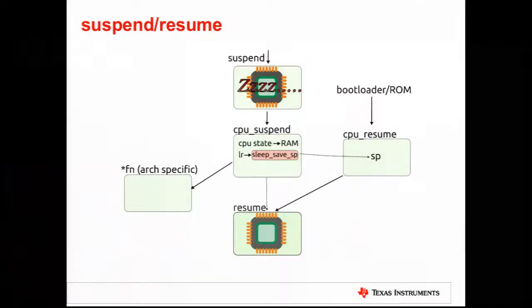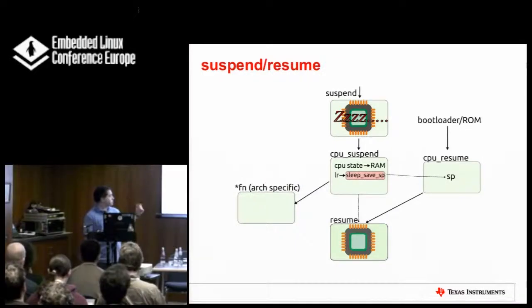For anyone that's not familiar, this is kind of a convoluted diagram of the basic suspend resume without hibernation. The first step is to suspend all the devices, and then there's this neat function called CPU suspend, which isn't really linear. It saves off all the CPU state and does a dance with the stack and saves off the stack, and then calls your architecture-specific function that turns your hardware off to the best degree that it can.